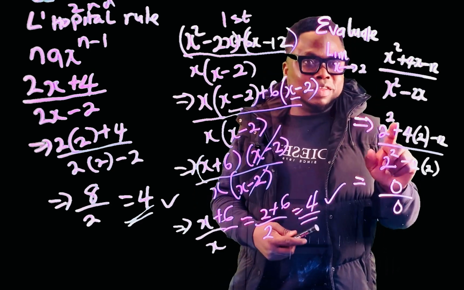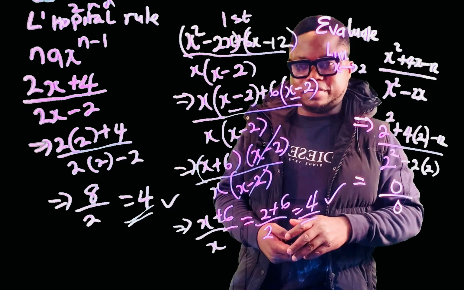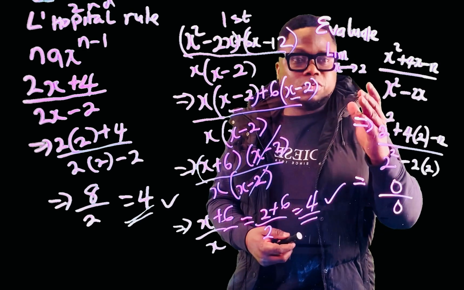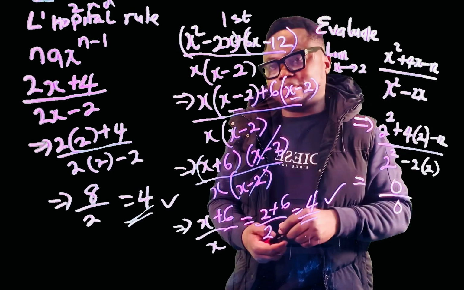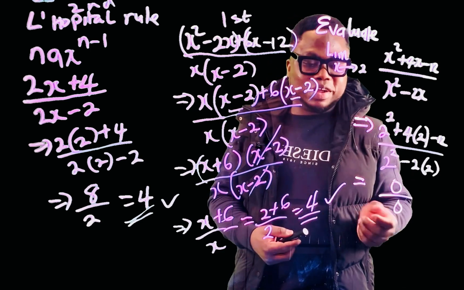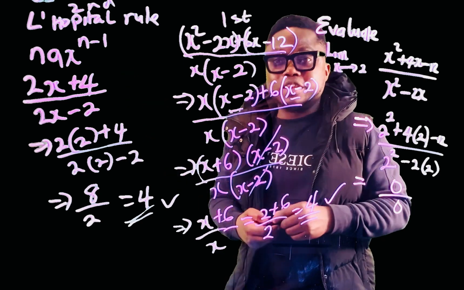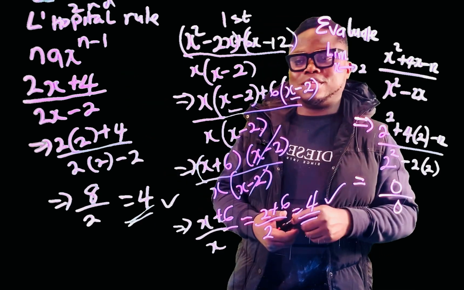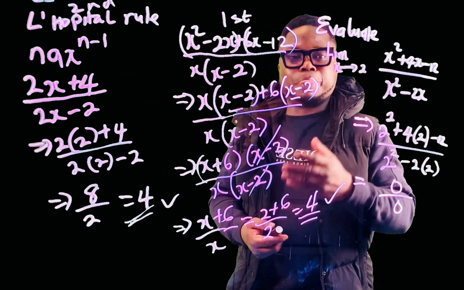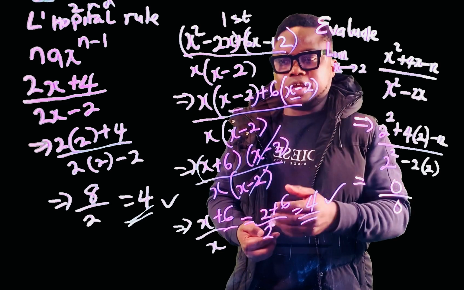But remember that when you replace x in the initial expression with 2 and you're getting 0, that's an indeterminate value. You need to either differentiate using the L'Hospital rule or you factorize to get your answer. And replacing x with 2 again, you're going to get your answer.